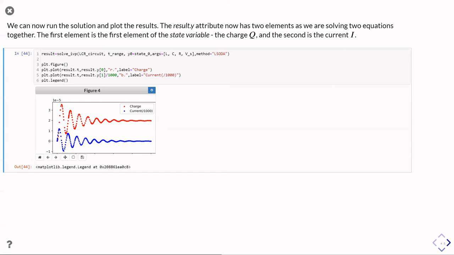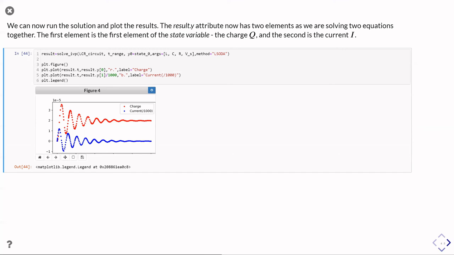We set the initial value to be our initial zero state values, so that's 0 and 0. We pass in the additional arguments we need for our function, which is the inductance, the capacitance, the resistance, and the voltage source. And we also still carry on passing in the method. Then what we get back, result.y, now has two rows in it because we have two equations. The first row is the charge and the second row is the current.